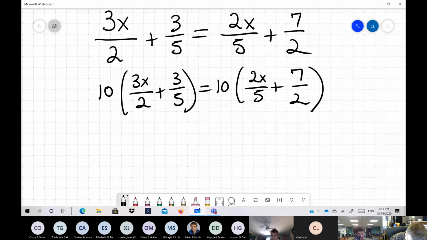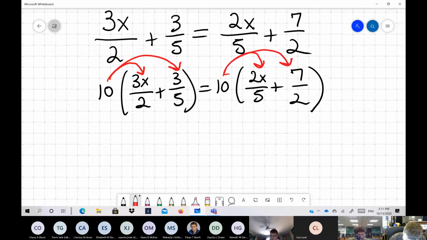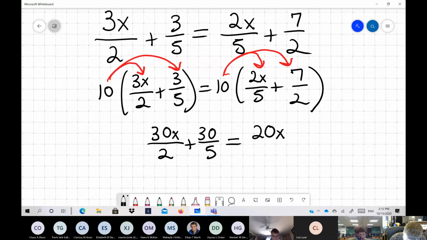So next, I have to distribute. So we do 10 times 3x over 2 plus 10 times 3/5 on the left-hand side. On the right-hand side, we'll do 10 times 2x over 5 plus 10 times 7/2. So when we distribute, we get 10 times 3x over 2 is 30x over 2 plus 10 times 3 is 30, 30 over 5 equals 10 times 2x over 5 is 20x over 5 plus 70 over 2.